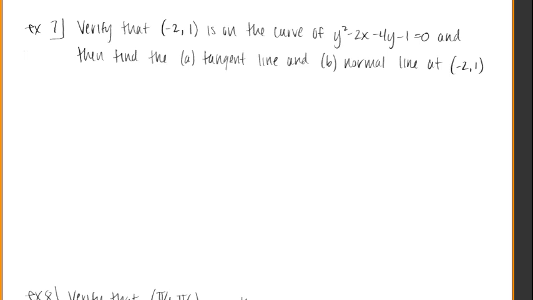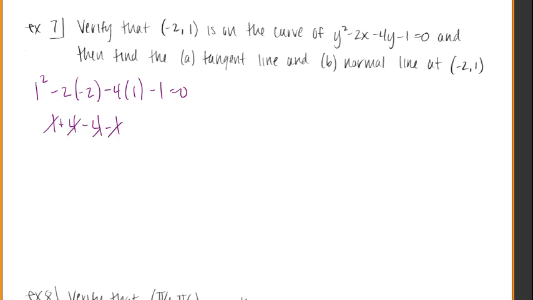So let's see. We have 1 squared minus 2 times negative 2 minus 4 times 1 minus 1. Does that equal 0? So 1 plus 4 minus 4 minus 1, 1 minus 1, 4 minus 4 equals 0. Checks out. Okay, so we're good to go. Now, that obviously was not necessarily a waste of space, but I'm going to utilize my space properly.